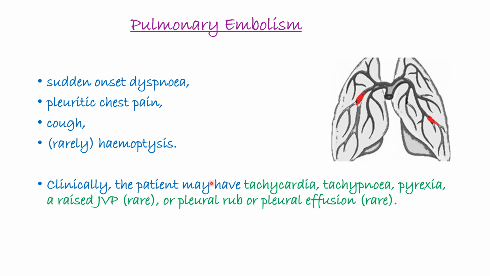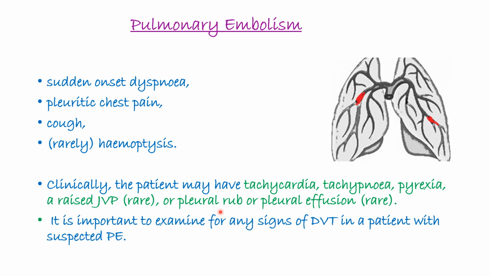And clinically, if this patient has a massive PE, then they usually present with tachycardia, that is increased heart rate, tachypnea, increased breathing rate, pyrexia, that is fever, and raised JVP, pleural rub, and pleural effusion in rare cases. It is important to always examine for any signs of DVT in a patient with suspected PE, because the most common source of the clot is usually a DVT.